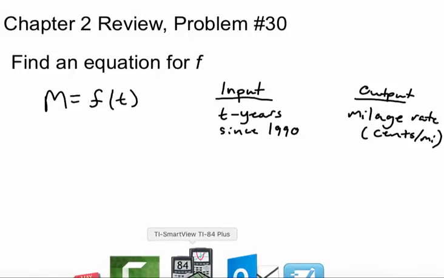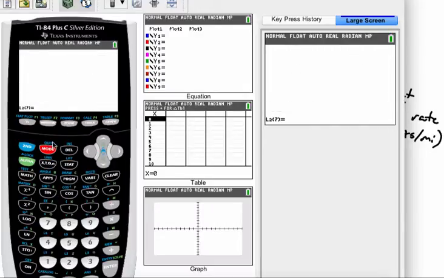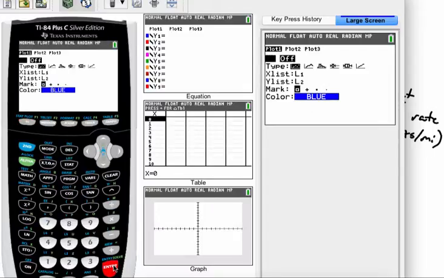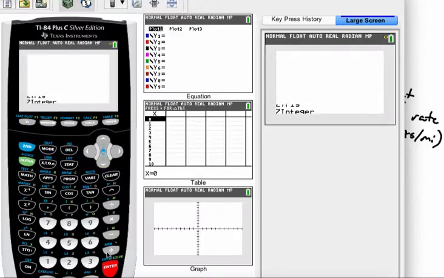The way we're going to do that is we're going to take our data and do a linear regression. Since chapter 2 was about linear regression, it probably is worth at least looking at the data real quick. So I'm going to go to second y equals, go into stat plot 1, make sure it's on and that the scatter plot is selected. I'm looking at list 1, list 2. That's where I put my data. And then I'm going to zoom 9, which is zoom stat, and push enter.